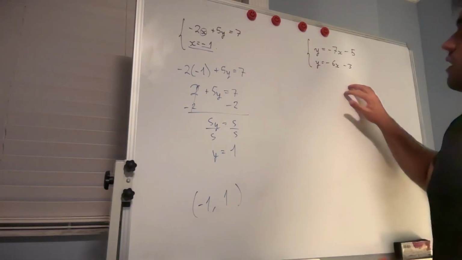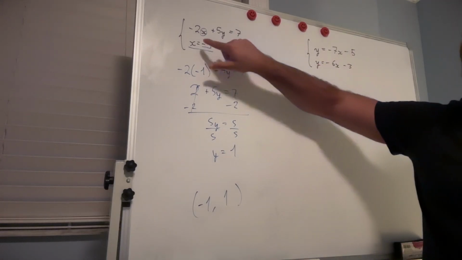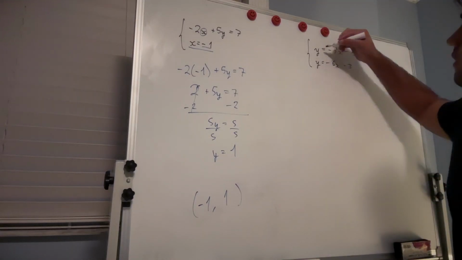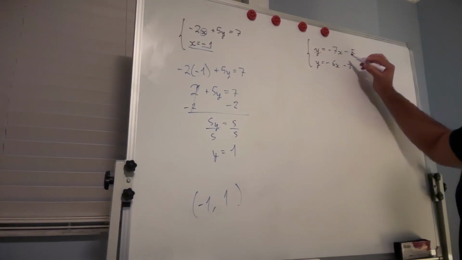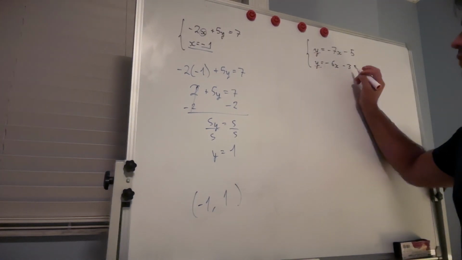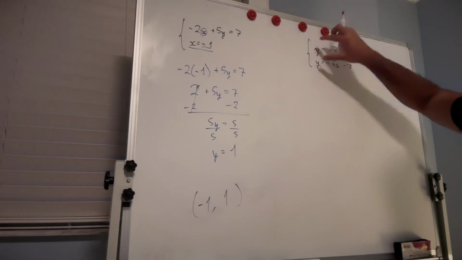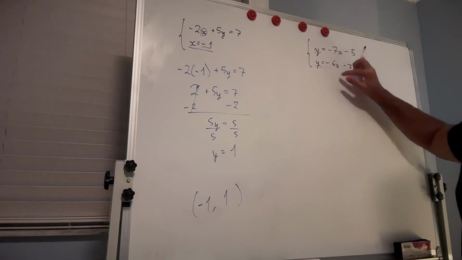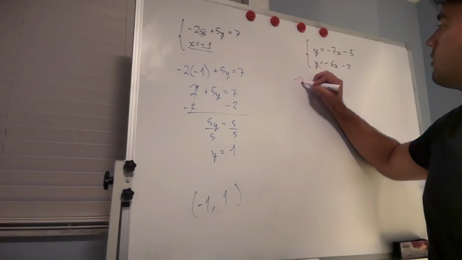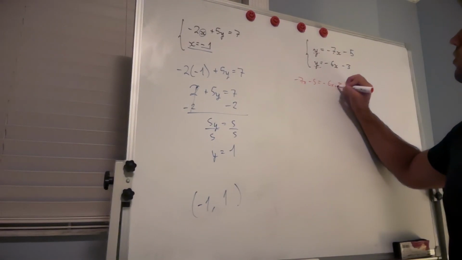What about this trickier one? Here we don't have the luxury of having a variable equal to a numerical value from our system. But this is y equals -7x minus 5. And this is also y equals -6x minus 3. So both of these linear expressions are equal to y, meaning that these two linear expressions are equal to each other. So I'm going to write it exactly like that: -7x minus 5 equals -6x minus 3.